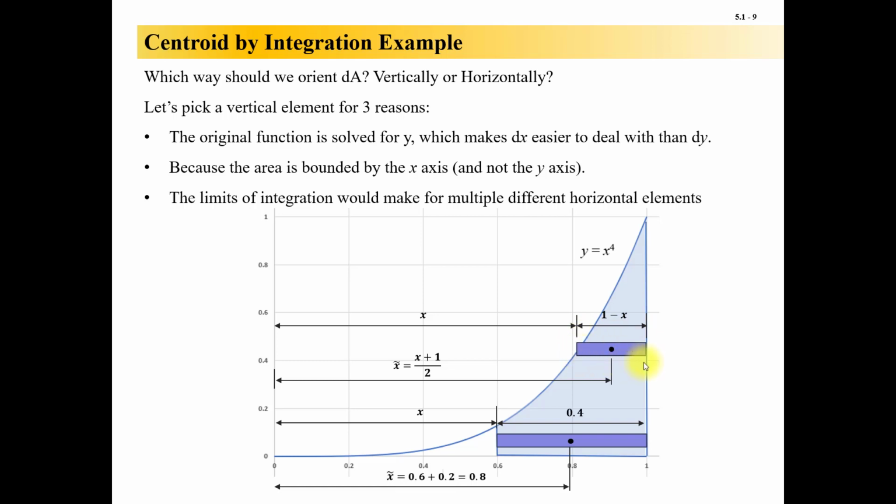If we have a horizontal element here, this is what I was talking about on an earlier slide. This differential element's width is equal to the upper bound of integration, which is 1 minus x, because this whole length right here is x, right? If you plug in the x for the function, you get that y. So this width here is 1 minus x. And the centroid there is going to be equal to the average of this x location and 1, so x plus 1 over 2. There's other ways that you could write that, but that's basically what it boils down to.